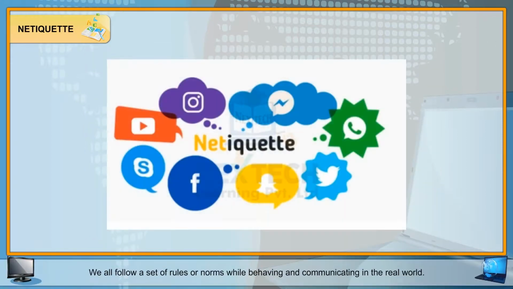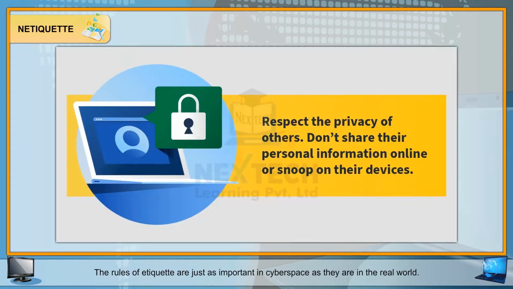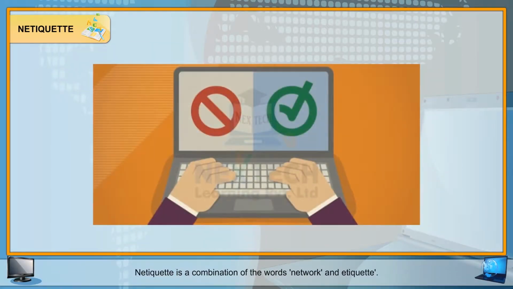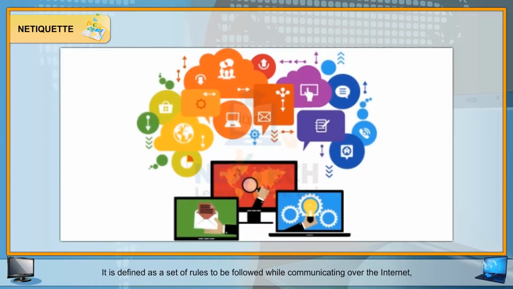Netiquette. We all follow a set of rules or norms while behaving and communicating in the real world. The rules of etiquette are just as important in cyberspace as they are in the real world. Netiquette is a combination of the words network and etiquette. It is defined as a set of rules to be followed while communicating over the internet, such as using email, social media, and chatting. Some netiquette are as follows.